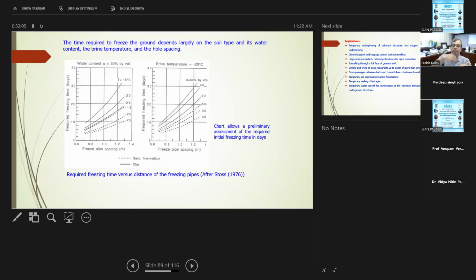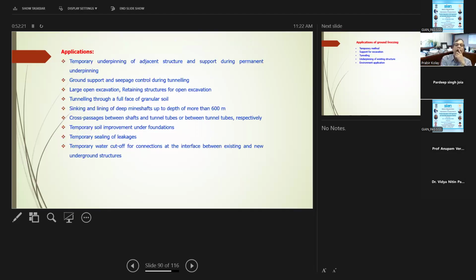So again, you have a freezing pipe with an influence zone, right? The same thing also: how large the influence zone will be when you freeze that ground. This will give you an idea of that, and also the freezing pipe spacing, right? So the applications: it can be temporary underpinning of structures, ground support, seepage control during tunneling, large open excavation, retaining structures, tunneling through full-space granular soil, sinking and lining of mine shafts.